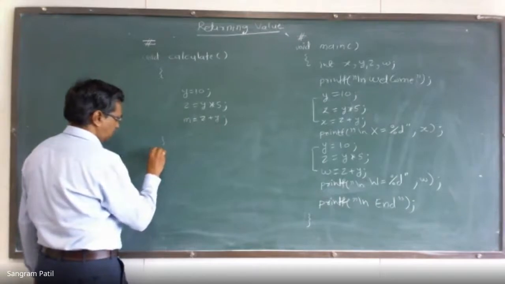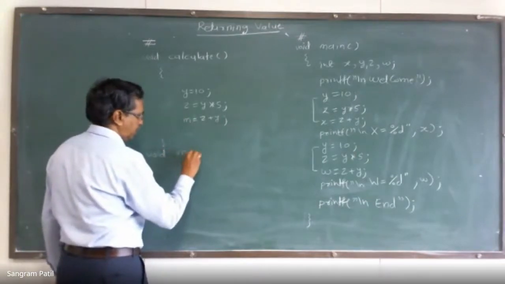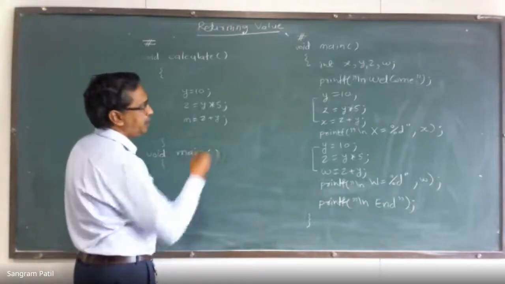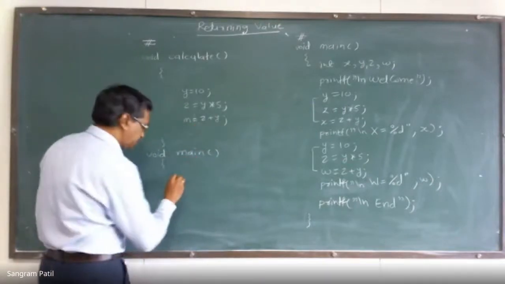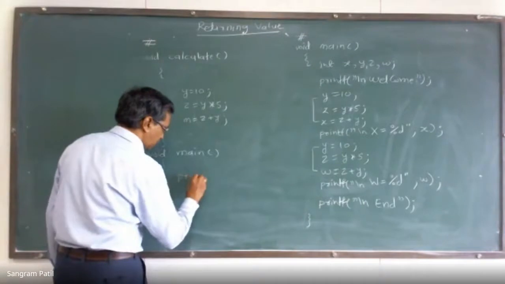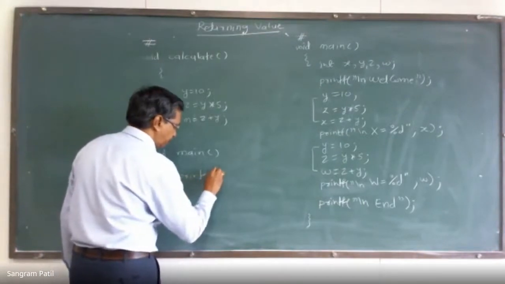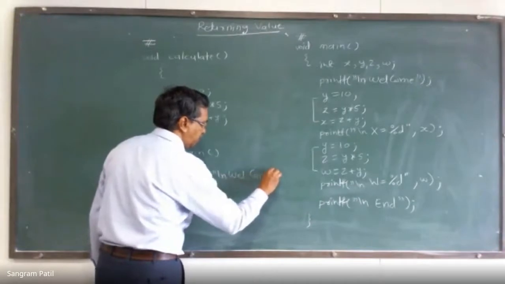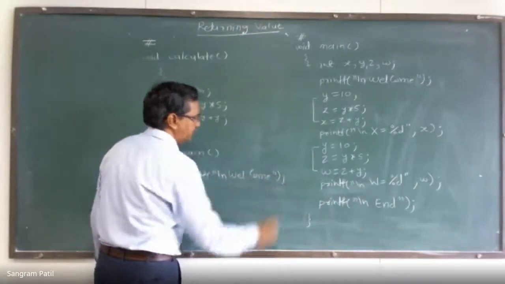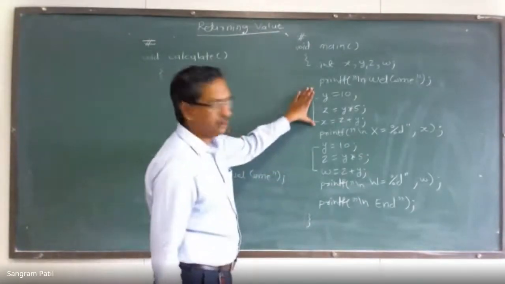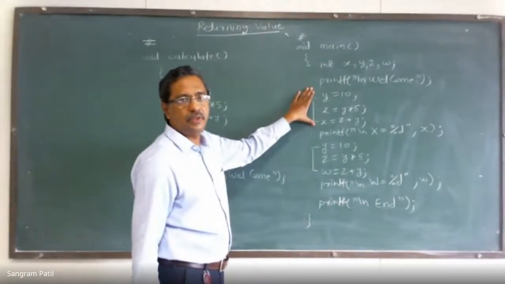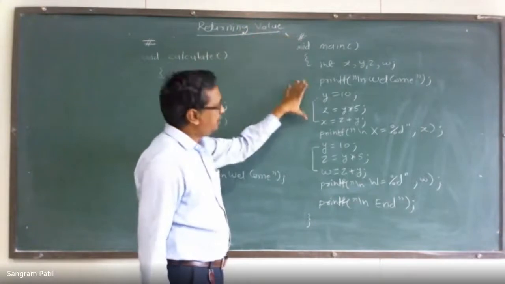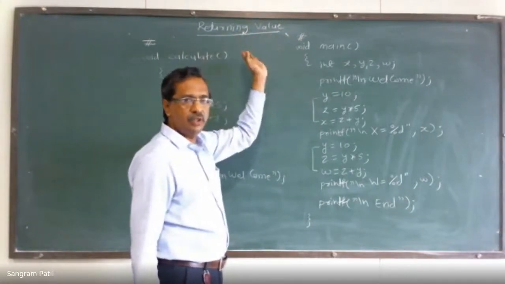Then void main open curly bracket. Declaration part we will check afterwards. I will use here printf slash n welcome. Then this part which we have written into the function. Okay, this part we have written into the function.